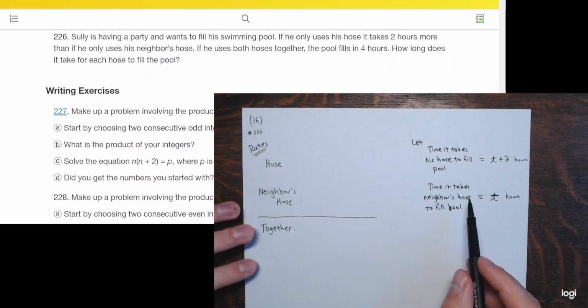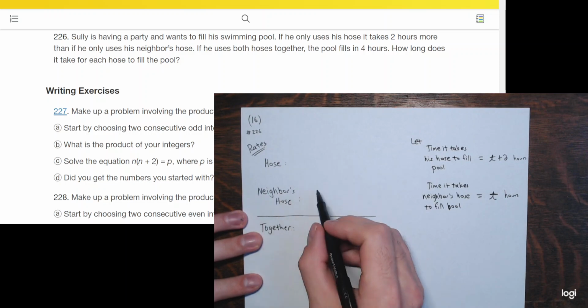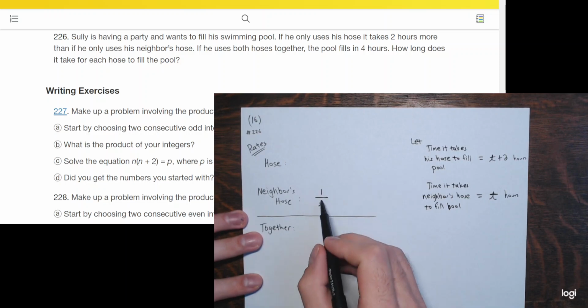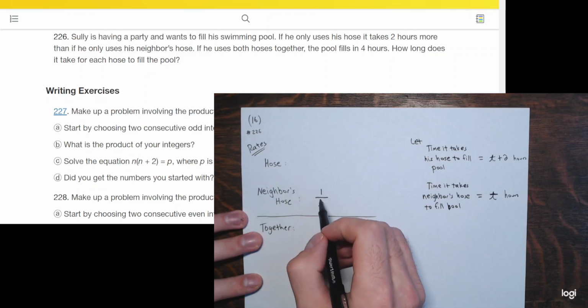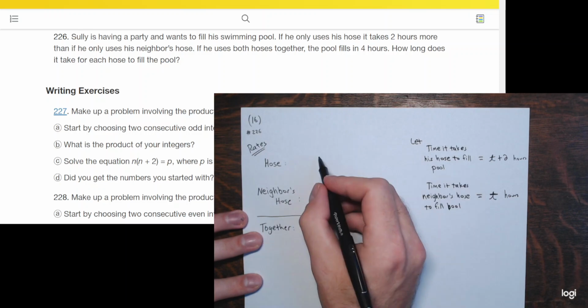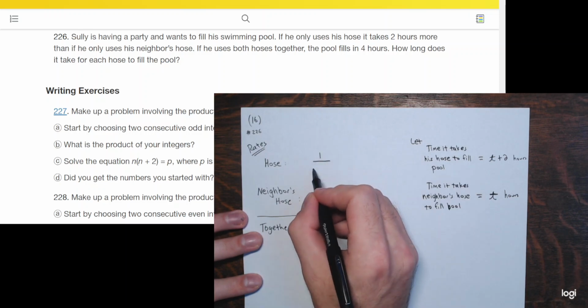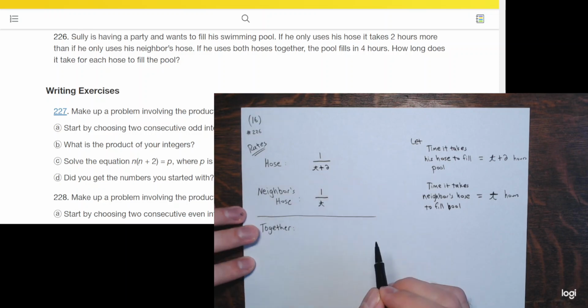So the rate at which these hoses fill the pool: his neighbor's hose fills the pool one pool every T hours. So one pool per T hours, 1 over T. That's the rate of work for the neighbor's hose. The rate of work of his hose is, it fills one pool every T plus 2 hours. Right? So 1 over T plus 2 pools per hour.